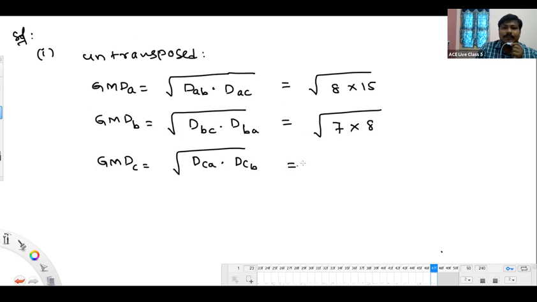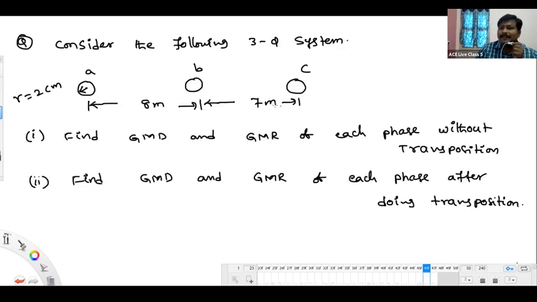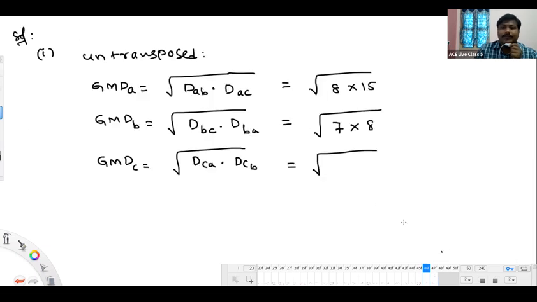So what is the C to A distance you have? C to A, it is 8 plus 7, so it will be 15. And then C to B, it is 7. Okay, just check these numbers quickly.